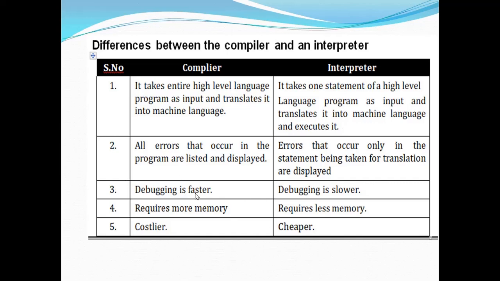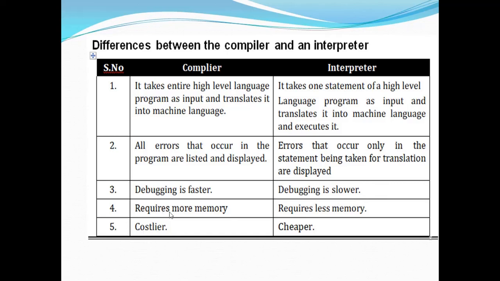And the third difference is debugging is faster. Debugging is nothing but finding the error and overcoming the error. This is faster in the case of a compiler, but in the case of an interpreter, debugging is slower. The reason is here we translate the code from high level to machine language statement by statement. Here the process is statement by statement, so the process is slow.